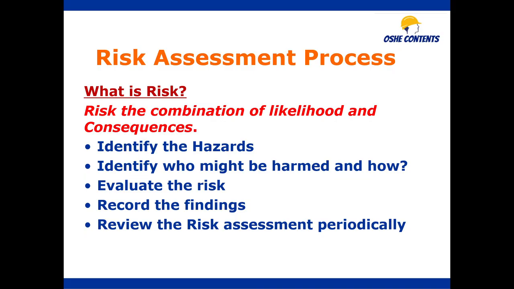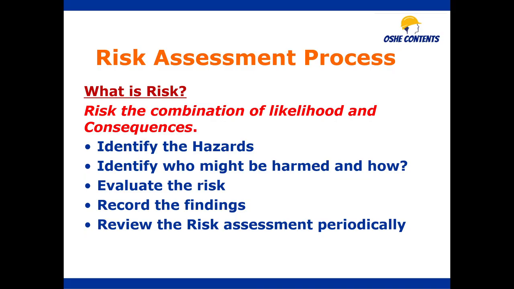So identify the hazards, then identify who might be harmed and how. This we will also discuss in the coming slides. Evaluate the risk, for example if a person can fall down, who might be harmed. Maybe another person is with him, so there are two or three persons like that, or maybe pedestrians. That's how we can evaluate the risk, also the level of the likelihood and the consequences of the risk.